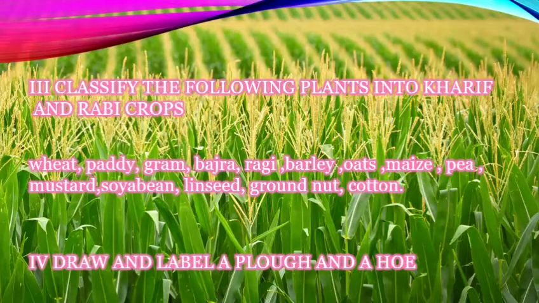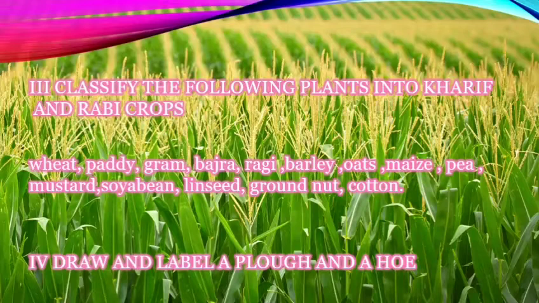Now the third activity is to classify the following plants into kharif and rabi crops. This we have already seen in the types of crops, and now the crops given are wheat, paddy, gram, bajra, ragi, barley, oats, maize, pea, mustard, soybean, linseed, groundnut, and cotton.